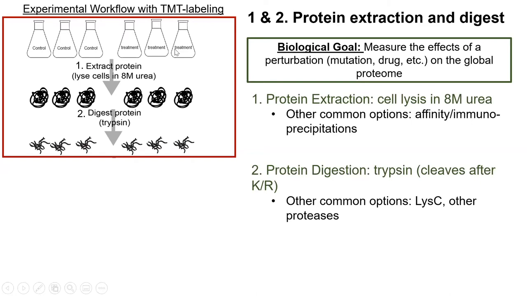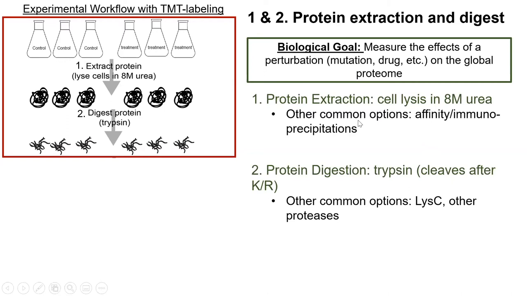And so one common method, if you would like to look at the whole proteome, see whatever effect your perturbation is having, you need to extract the protein for mass spectrometry. One common way to do that is lysing your cells in 8-molar urea. 8-molar urea will denature just about everything in the proteome, and so that way you can directly digest that.